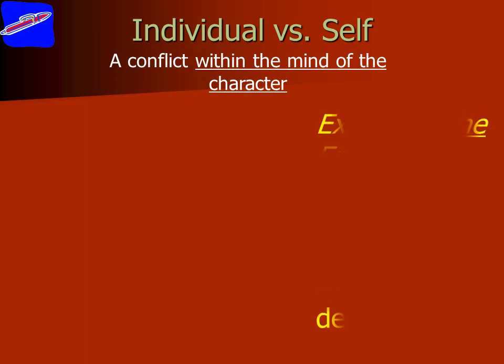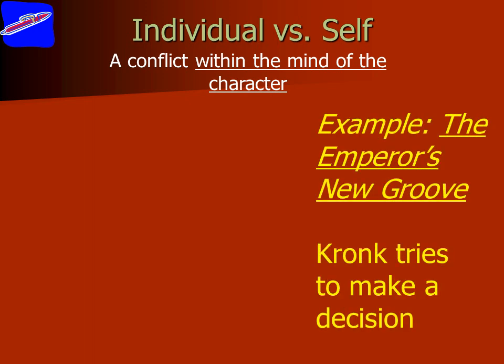Our example comes from the Disney movie The Emperor's New Groove. One of the characters, Kronk, has to make a decision whether to save a character or to let him perish. And here's how his internal conflict looks on the screen.